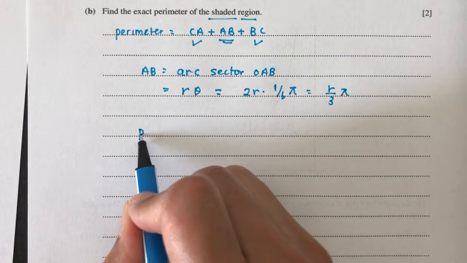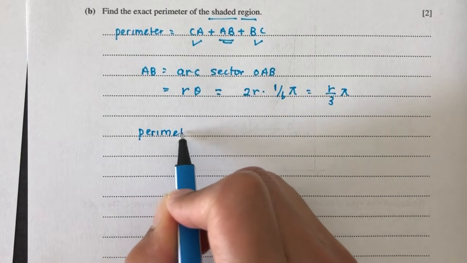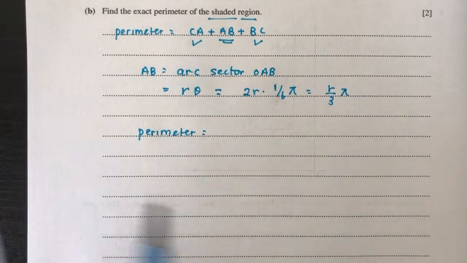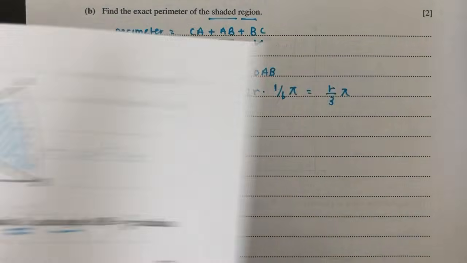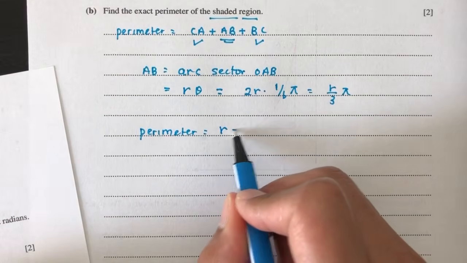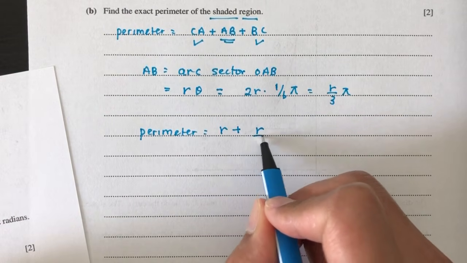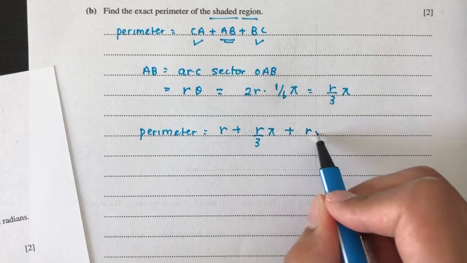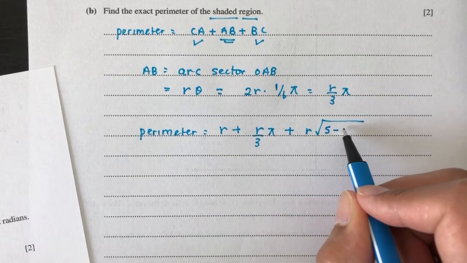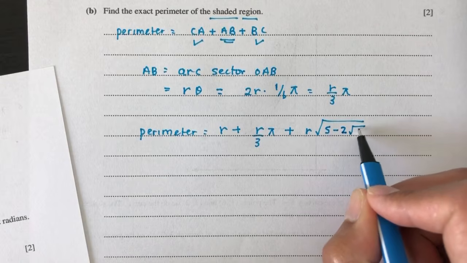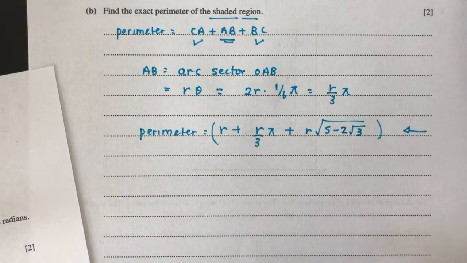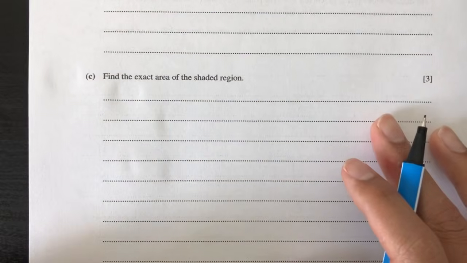Now we replace back in the equation. Perimeter will be equal to CA, which, as you can see here, is r, plus AB, which is r over 3 pi, plus BC, as we have just found out, this value. Okay, so this will be your perimeter of this region. Now let's move on to part C.